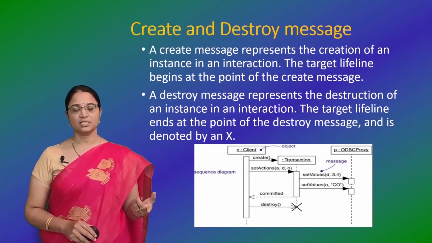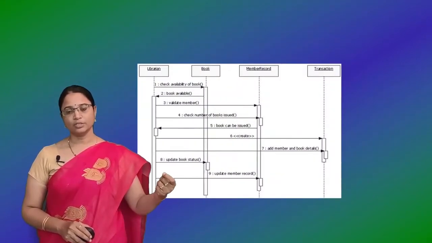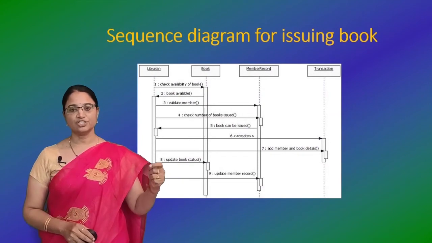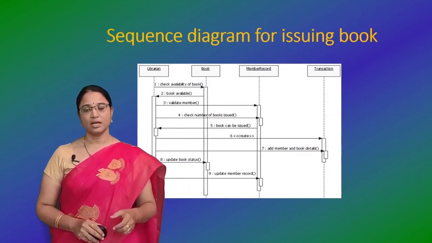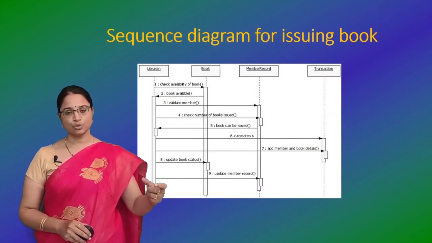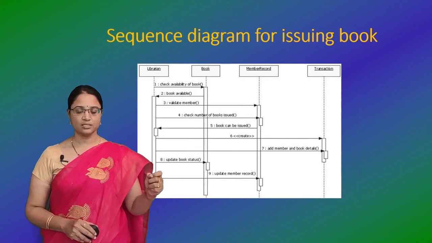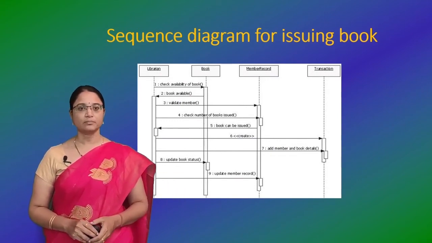We have already seen this in the sequence diagrams. When an object wants to create another object for its purpose, it can create the object by sending a create stereotype. After the completion of the task, it can send a destroy message so that the object which has been created is destroyed, and its lifeline ends. That can be shown by using a cross symbol.